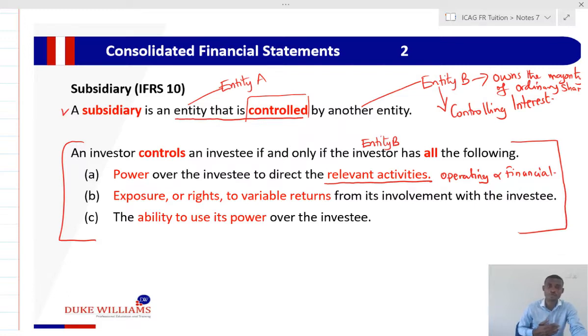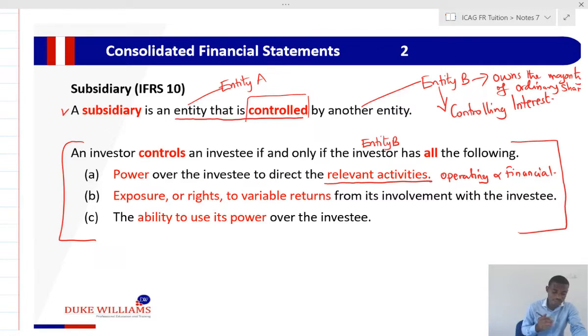And power to govern also means that because entity B owns shares in A, entity B would have the majority of the directors on the board of entity A, and it's the only way entity B can have the power to govern. Because if they do not have the majority of directors, they cannot have that power to govern.